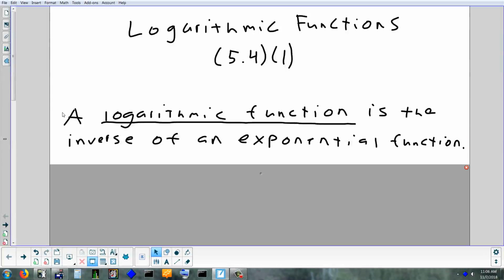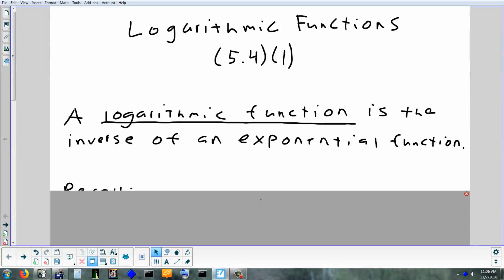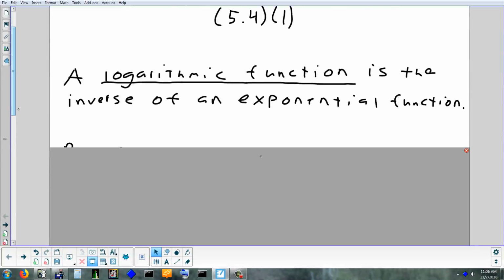So a log function is the inverse of an exponential function. I'm going to show you in a little bit what that means visually. Like if you draw 2 functions that are inverses of each other, they have a certain look to them. There's like a symmetry.